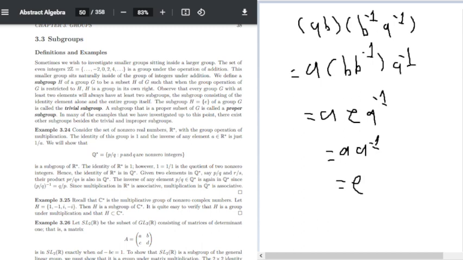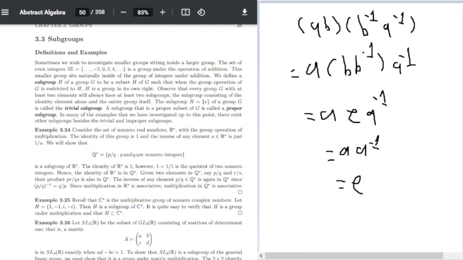We define a subgroup H of a group G to be a subset H of G such that when the group operation of G is restricted to H, H is a group in its own right. So, note that our three previous axioms, along with the definition that the composition is a function from H to H, is required to make H a subgroup. Observe that every group G with at least two elements will always have at least two subgroups: the subgroup consisting of the identity element alone and the entire group itself. The subgroup H equals {e} of a group G is called the trivial subgroup. A subgroup that is a proper subset of G is called a proper subgroup.